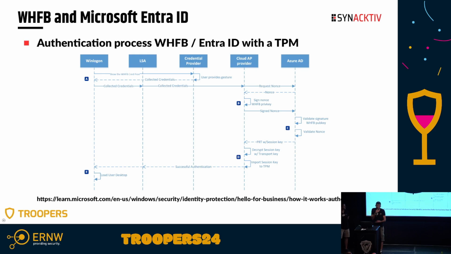Entra ID validates that you have access to the private key. If you have access to the private key, it means that you have the PIN. They say, OK, validated, and it sends you a PRT, which is equivalent to your access to the Entra ID tenant. With the private key, with the PRT, you decrypt the session key, you import the session key in the TPM, and your authentication is successful.